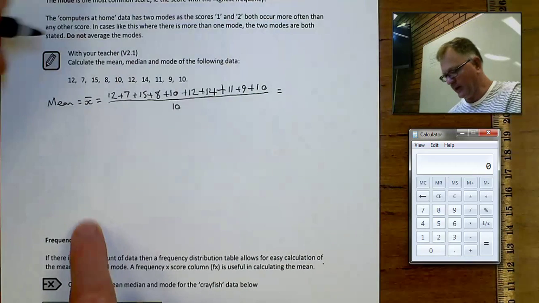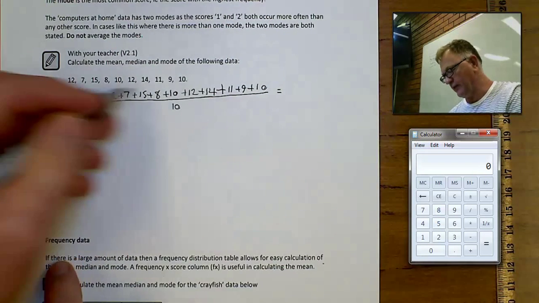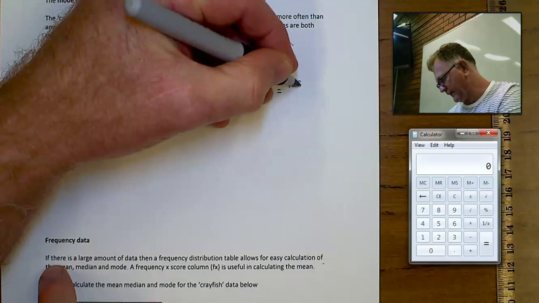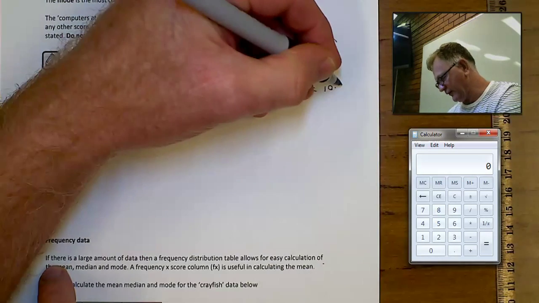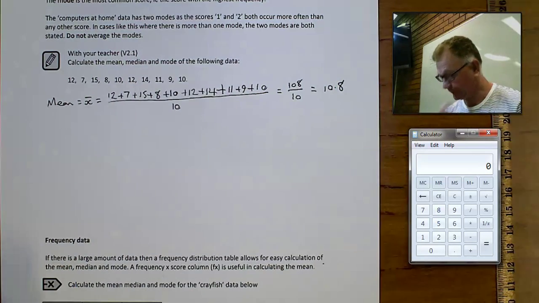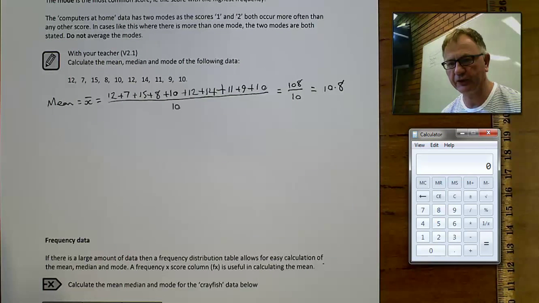Now, I've done all this beforehand. Add them all together, you get 108. Divide by 10. That's a mean average score of 10.8. One little trick that I must tell you when you're doing this.